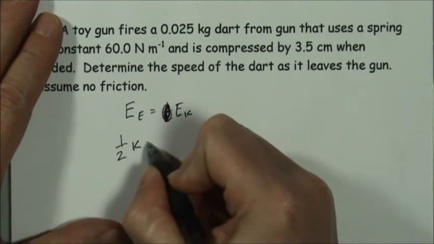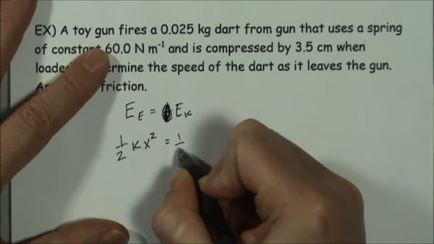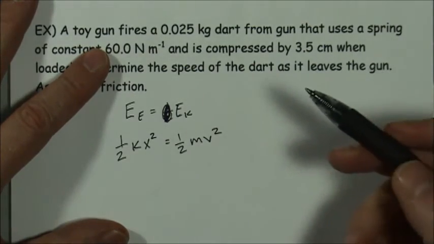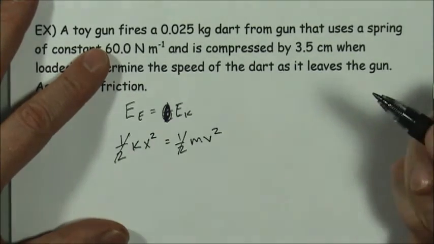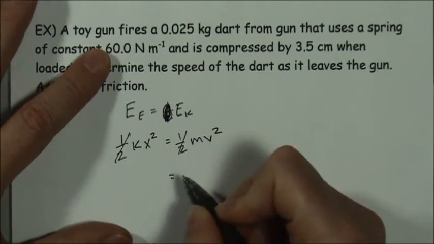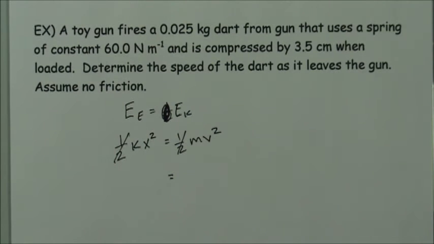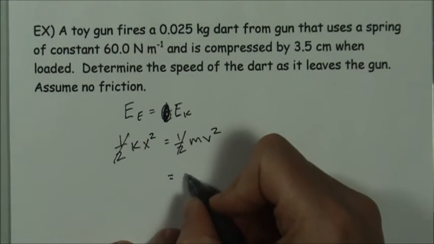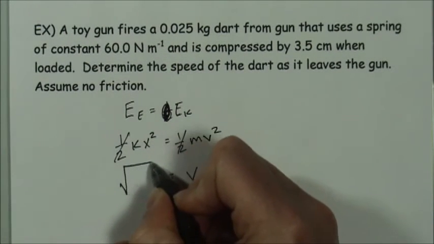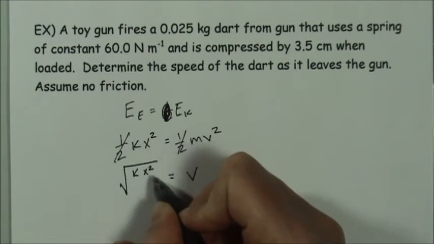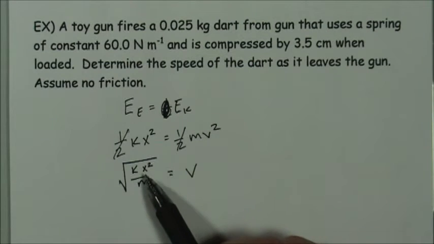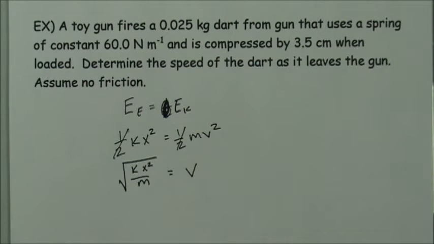And we've already talked about the formula, 1/2 kx squared equals 1/2 mv squared. Here's a rare case where both of the energies actually have the number 1/2. So we can just get rid of that by multiplying by 2. And since in this problem we are looking to determine the speed of the dart as it leaves the gun, then we want to solve for v, and so obviously we'll have to take the square root of kx squared over m.